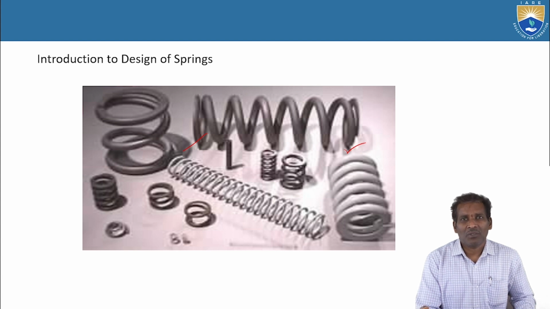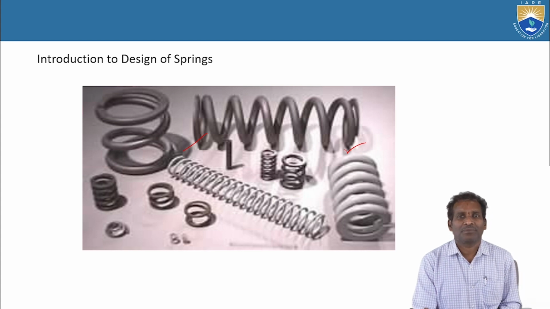Example, our watch spring. In a watch spring, it is wound to store energy or absorb strain energy to run the watch when it regains its original shape. And car springs. So these are examples of springs.